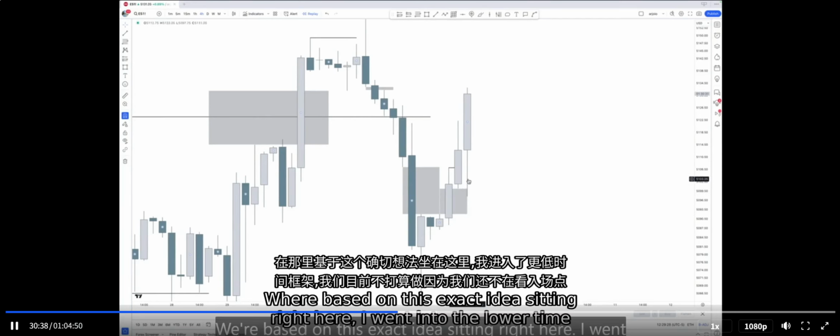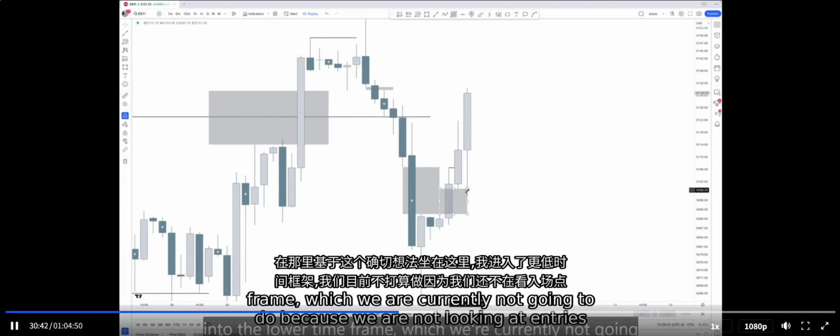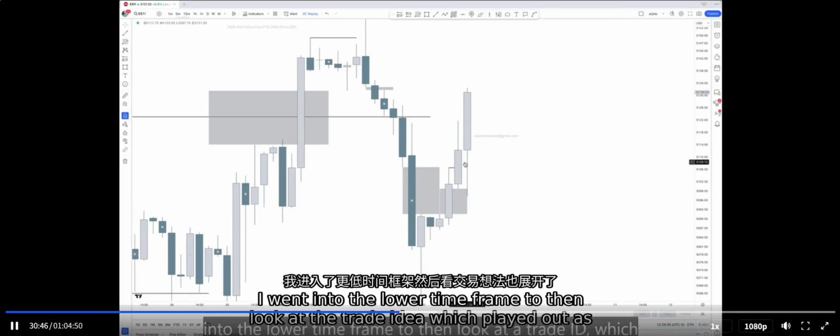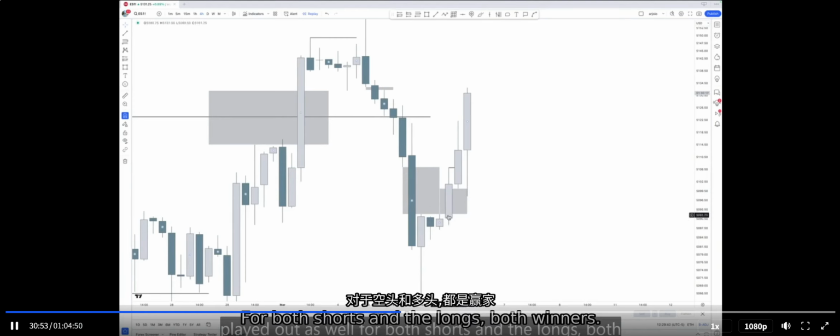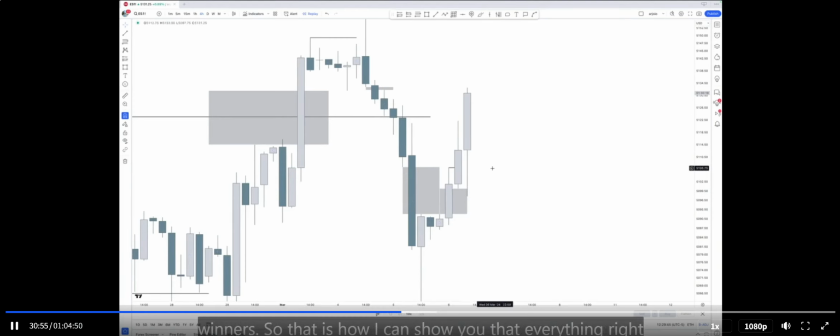Based on this exact ID sitting right here, I went into the lower time frame, which we're currently not going to do because we're not looking at entries just yet. I went into the lower time frame to then look at a trade ID, which played out as well for both the shorts and the longs, both winners. So that is how I can show you that everything right here works in real time.